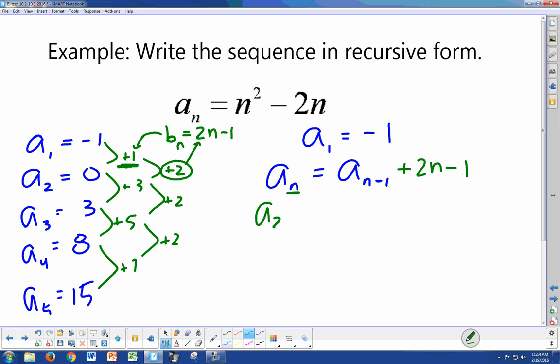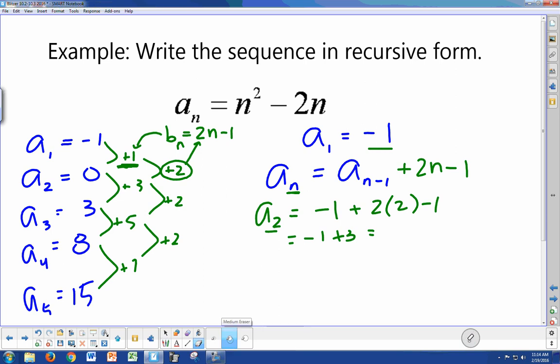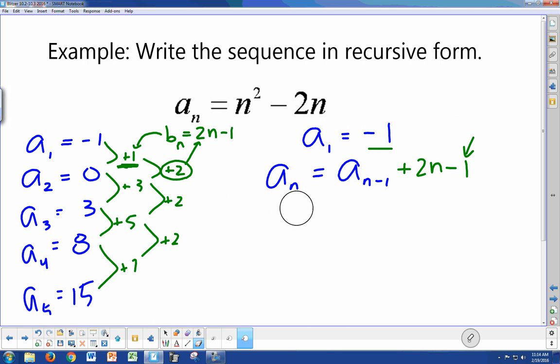If we find a sub 2 by this little definition, we would get a sub n minus 1, which is, of course, a sub 1, which is negative 1, that coming from up here, the previous term, plus 2 times 2, which is the index number that you see here, minus 1. And notice that a sub 2 then would be negative 1 plus 3, or positive 2. And that is not the answer. That is not the answer we're looking for. What we're looking for is just to add 1. So that's why right over here we have to subtract an additional 2 because we're off by one step, essentially. We're off by one little index or iteration, I guess you could say.